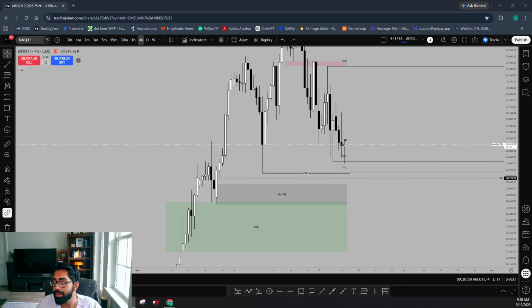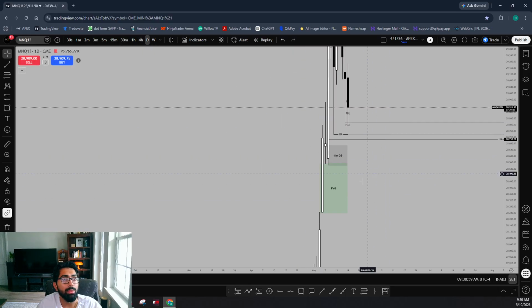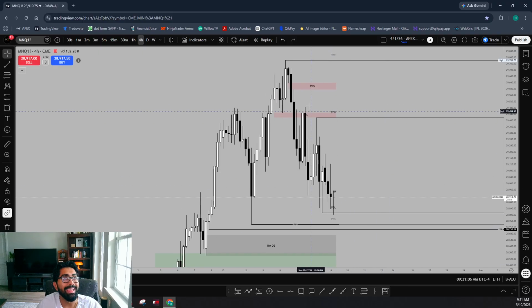Right? Market just opened. It's May 19th. We're trading NQ. I already marked my 4-hour, or my high time frame confluences. So on the 1 day, we have a 1 day bullish fair value gap right here, a 1 day bearish fair value gap right there. On the 4-hour, we have a 4-hour bearish fair value gap right there.